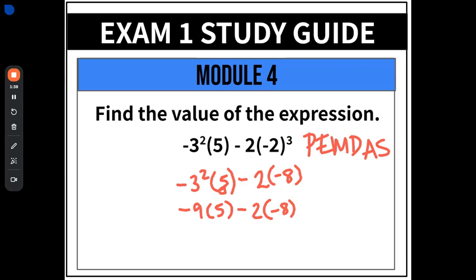Now, we've got the same thing going on here. We can take care of both of these parentheses. So I have negative 9 times 5 is going to give me negative 45. I've got negative 2 times negative 8. A negative times a negative is going to give me a positive. Okay? And when I have negative 45 plus 16, that's going to give me negative 29.